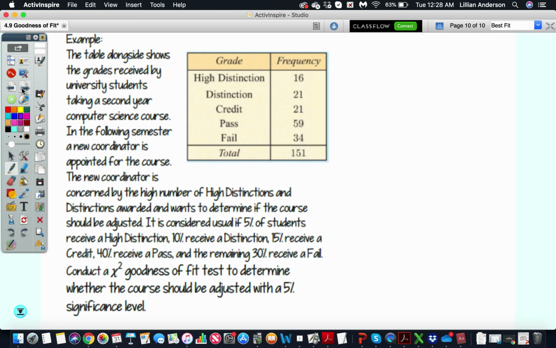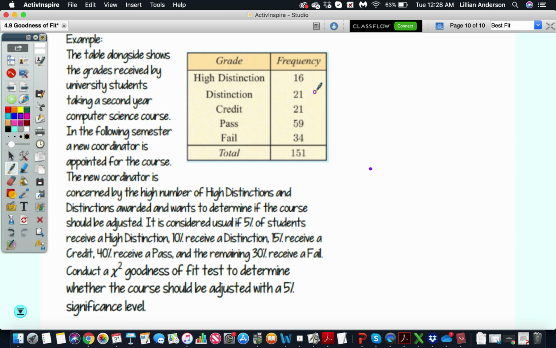Okay. What we're going to do to wrap up this lesson is look at this example here. It says the table alongside shows the grades received by university students. Let me make sure I'm still recording. Taking a second year computer science course. In the following semester, a new coordinator is appointed for the course, and the new coordinator is concerned by the high number of high distinctions and distinctions awarded, and wanted to determine if the course needed to be adjusted.